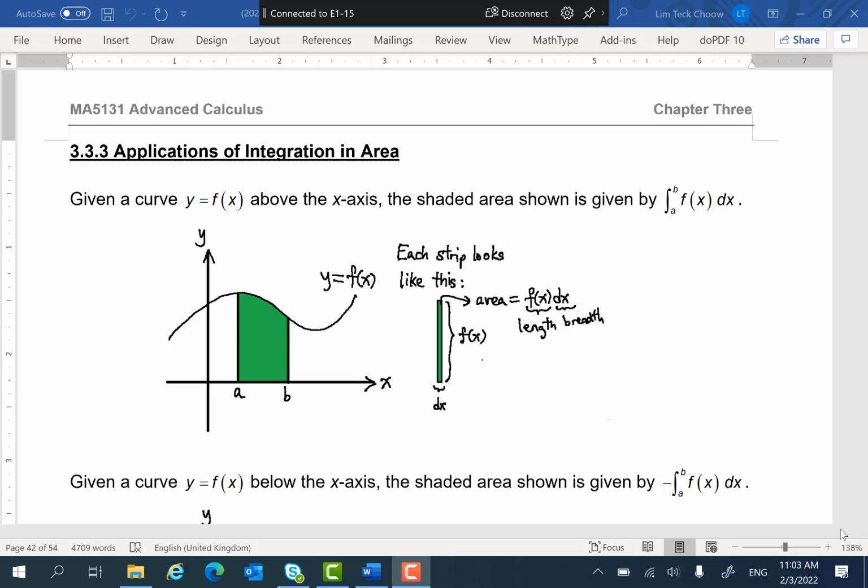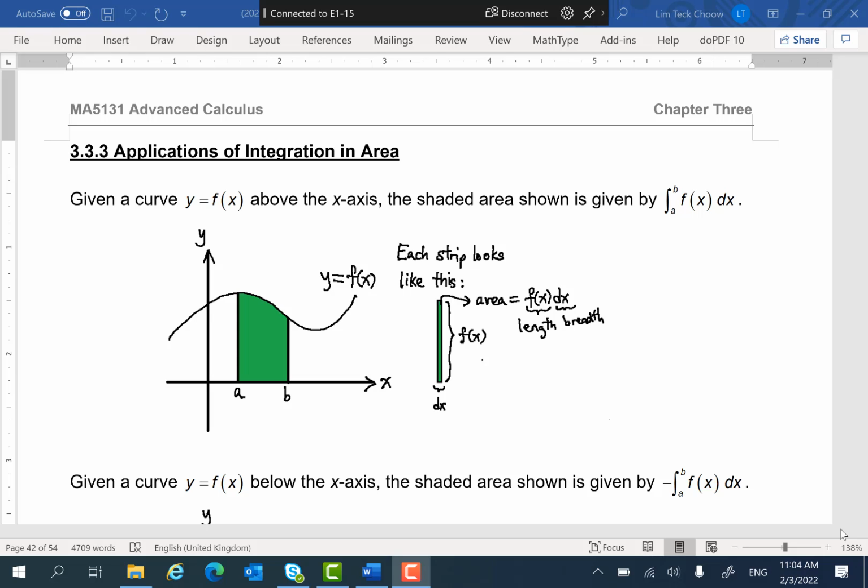We are getting back to what we have learned in lower year. We have learned about finding the area underneath the curve, right? In fact, when the topic was covered, I'm almost sure you have been told that the area underneath the curve is given by this expression.